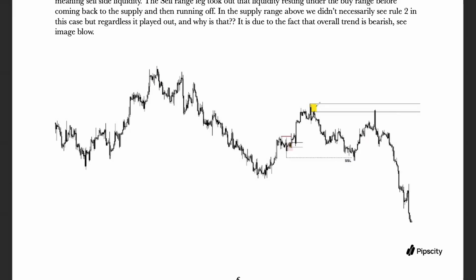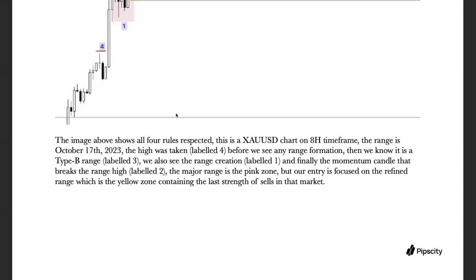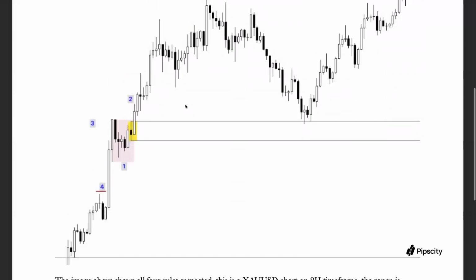Now, like I said, this reversal type is what? Type A range. Now we're going to be looking at the next one, which is our continuation type of range, which is type B. So the rules are still the same, whether in a reversal or continuation, right? What are the rules? The rules are simple.